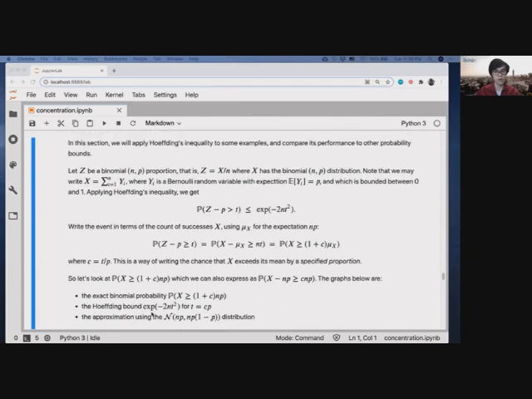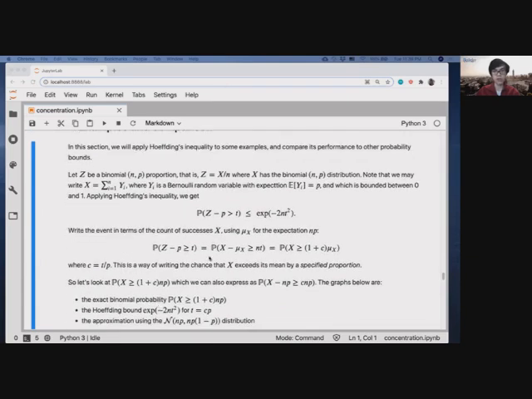Let's see. Okay, my bad, we don't actually apply Chebyshev here. First we're going to apply Hoeffding's inequality. We're also going to consider the exact tail probability using the binomial distribution. And then we're going to use normal approximation. This is going to be a sample mean, so it's going to converge to a normal by the central limit theorem, and so we can use normal approximation.